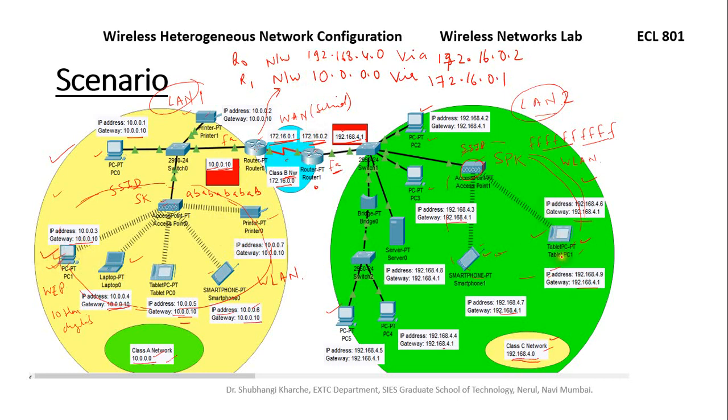So after configuring the static routes on these routers, you will be able to test the connectivity between, say, PC1 and tablet PC1 over here, or you can test the connectivity between any two wireless devices, for example PC1 to smartphone 0 or PC1 to the printer over here. PC1 can send printing commands to this printer, wired printer, as well as to this wireless printer. Similarly, PC1 can talk to this wired PC in the second LAN, that is PC5.